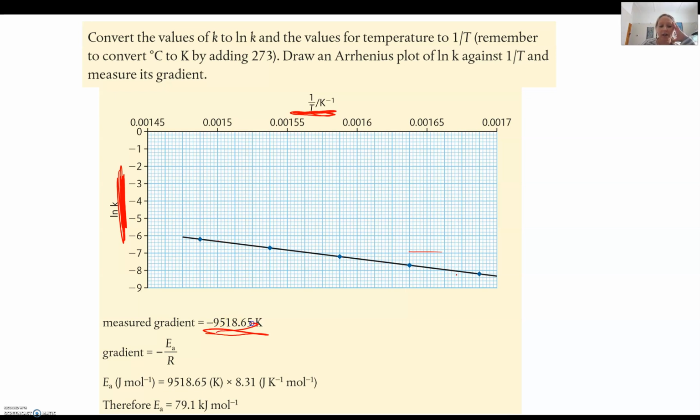So if we've got the gradient, and we know that the gradient is negative EA over R from that straight line equation, that means that we can take the gradient, times it by the R, and we will get our EA. And because the gradient's negative and R is a positive, and then we divide by the negatives, our EA will end up being positive. And you can see we can rearrange, and that's how you can get your EA. So it's not too challenging.